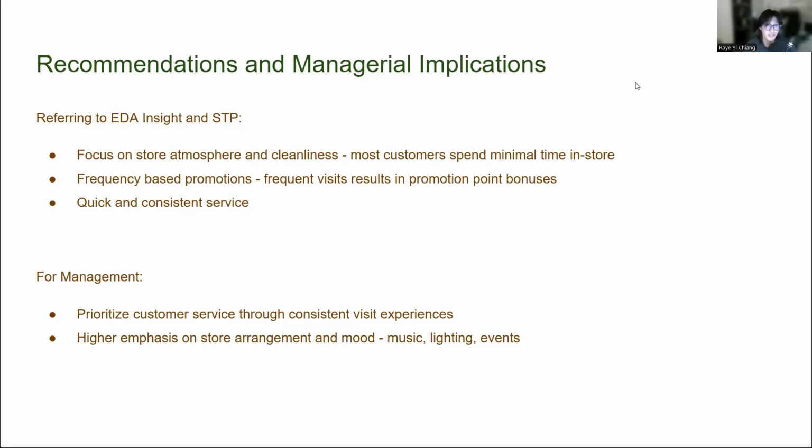And lastly, we want a higher emphasis on store arrangement and mood. This can be achieved through music, lighting, and maybe even events. Things like these are stuff that you don't really focus on when you look at the big picture, when we're taking in this data and giving you a recommendation. But when you go into store, especially these younger customers, they're definitely going to be focusing on what kind of music is playing, how does it make them feel, what does the store physically look like. And if we improve on those, then I'm sure that more customers will come back.